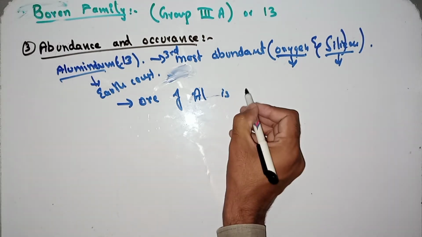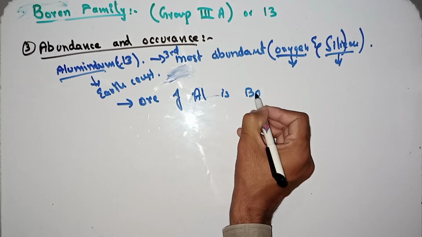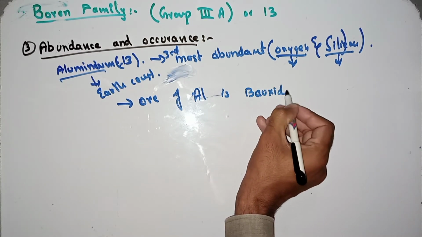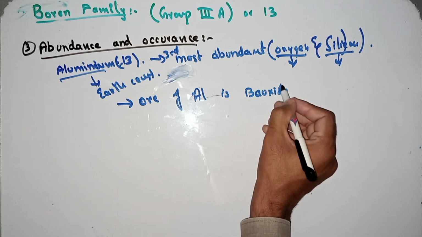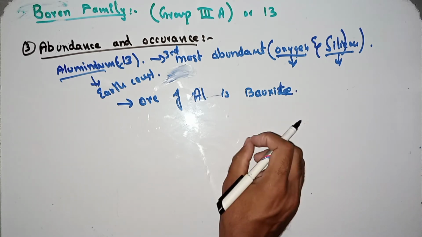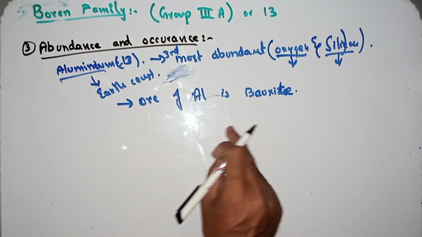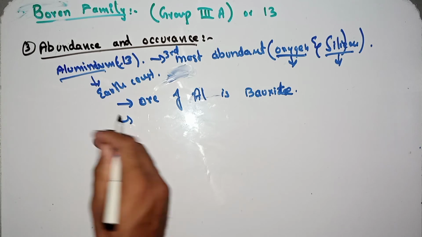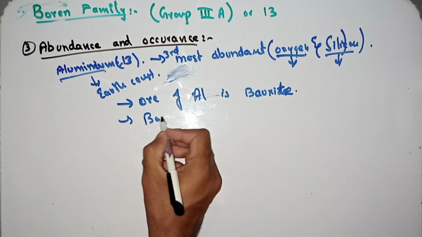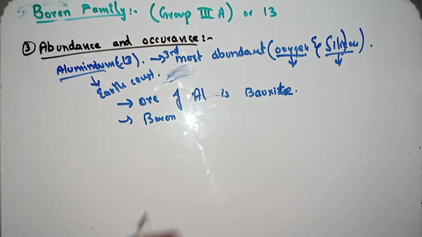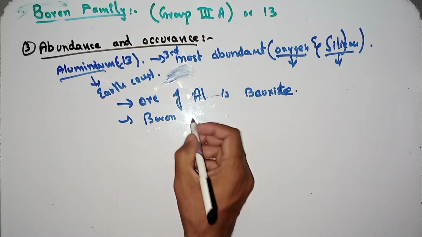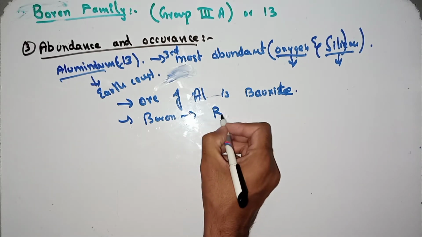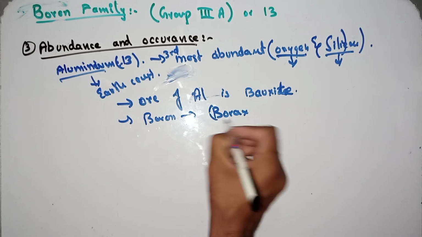Aluminium is bauxite. Bauxite is the most important ore of aluminium, while boron, in this family, is very rare. Boron is a fairly rare element, but it is well known because it occurs in concentrated deposits of borax. It is present in the form of borax, but it is rare.